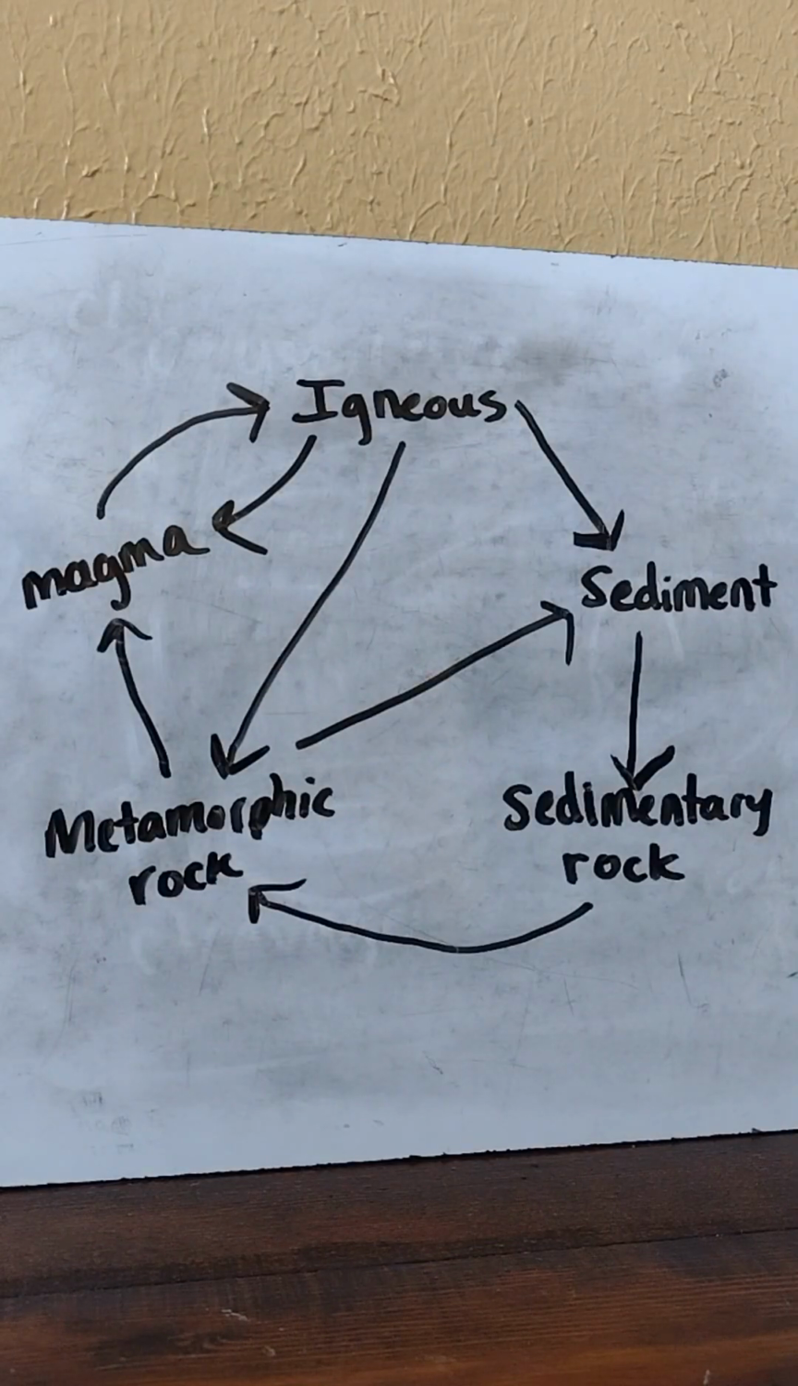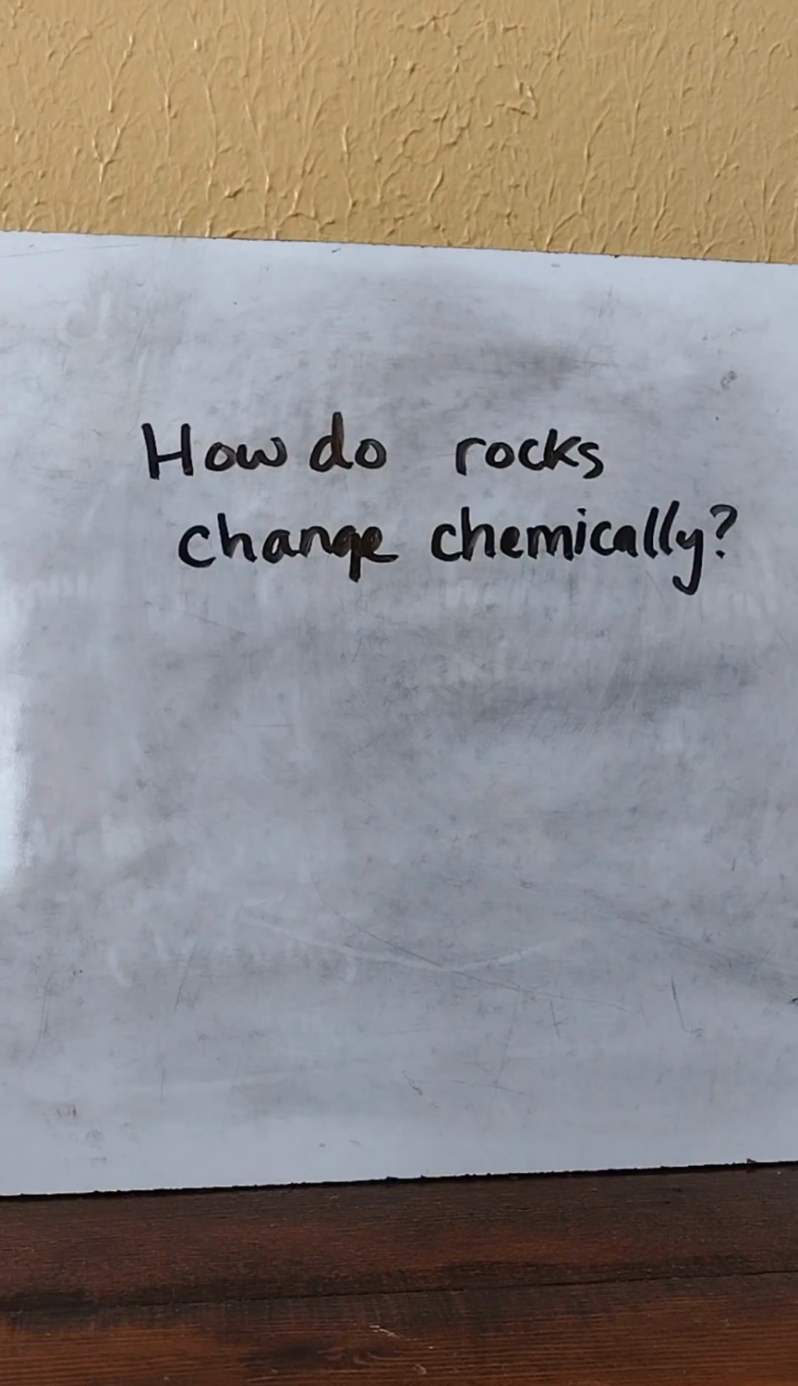So review questions. In what layers of the earth does the rock cycle occur? So this is occurring in the crust or the mantle, the outer part, right? How do rocks change chemically? Some elements are carried away and others are added by the fluids flowing through the rocks.